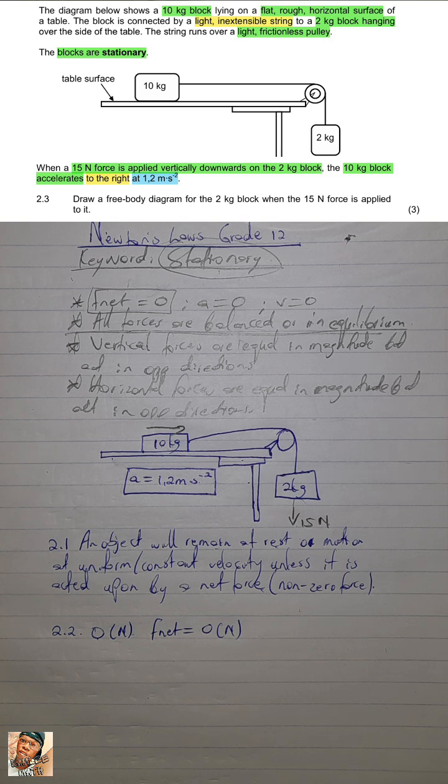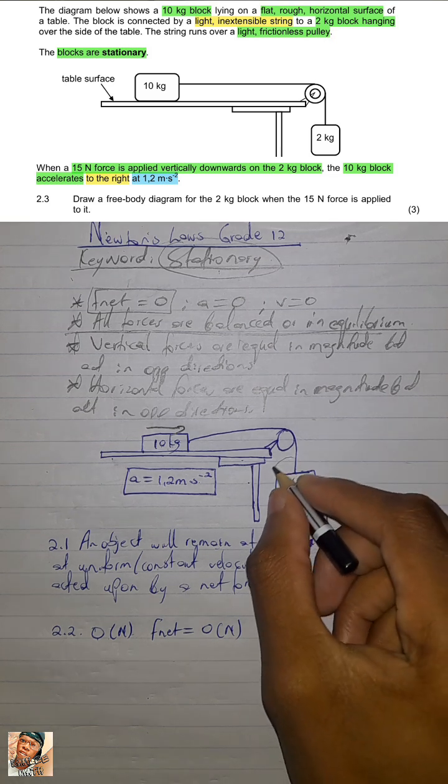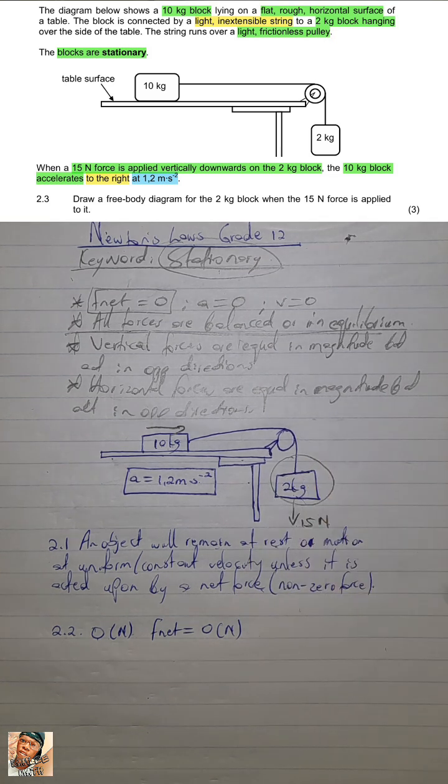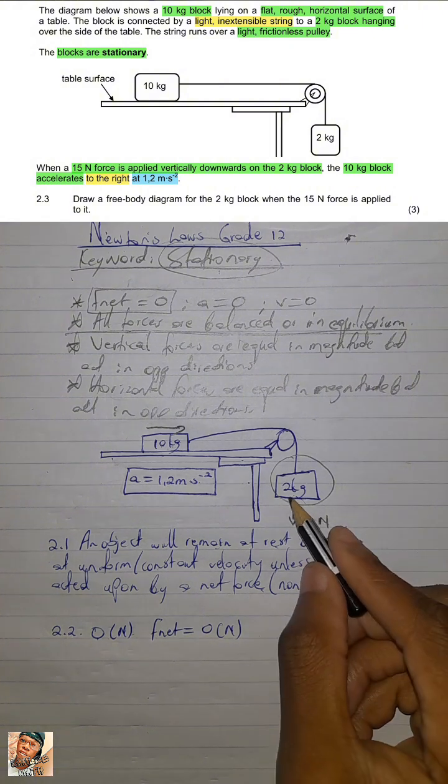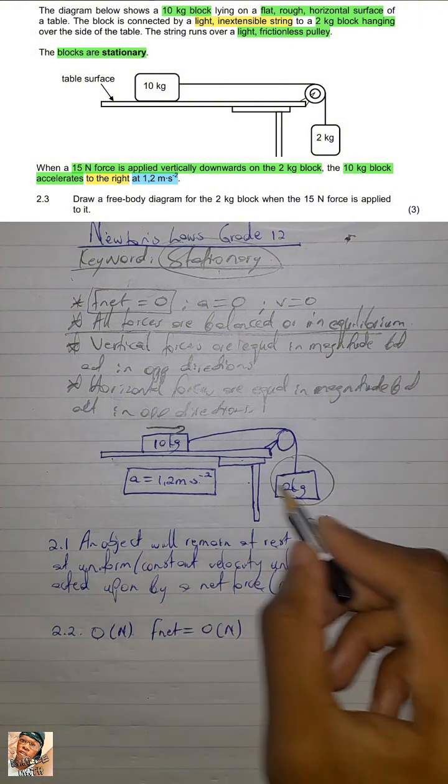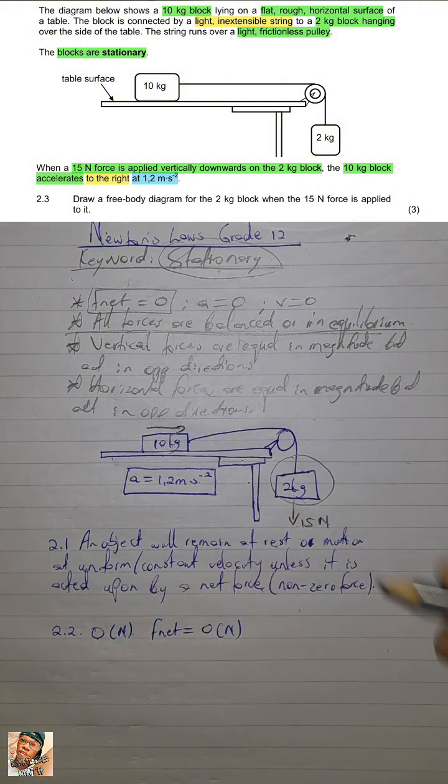So 2.3 says, draw a free body diagram for the 2 kg block when the 50 Newton force is applied to it. Okay, so let us look at the 2 kg block. This 2 kg block is suspended. That means it is not actually lying on a surface. It means that there are no horizontal forces acting on this 2 kg block. Only the vertical forces are acting on it. But how many vertical forces are acting on this 2 kg block, and what are those?